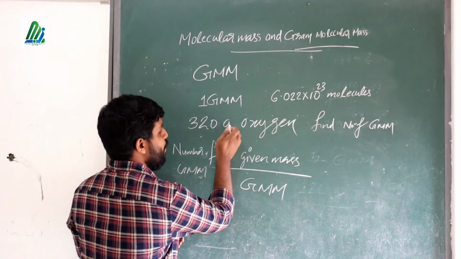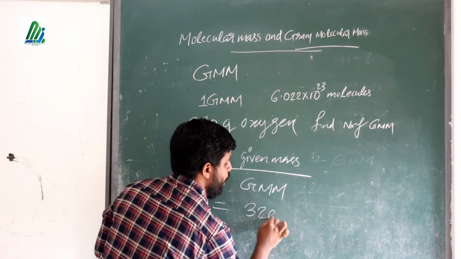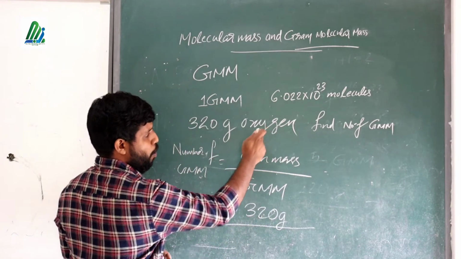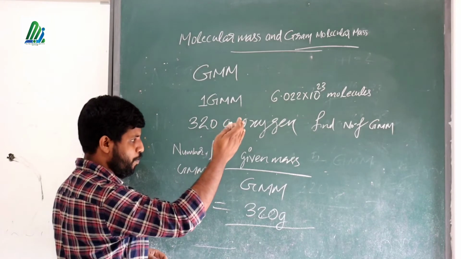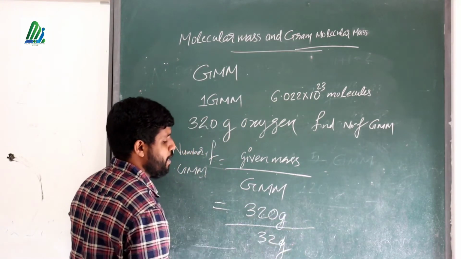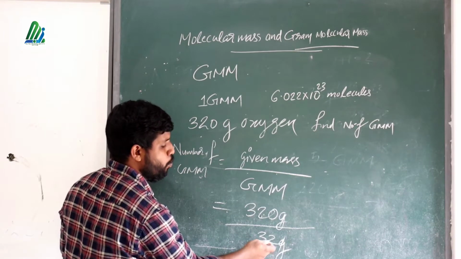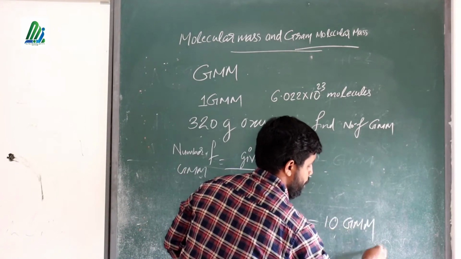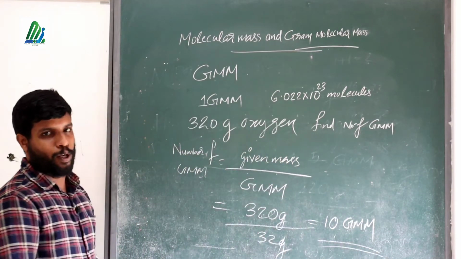So here given mass is equal to 320 gram divided by the gram molecular mass of oxygen. Gram molecular mass of oxygen is equal to 32 gram. So gram and gram cancel. 320 divided by 32, you get the answer 10 GMM, 10 gram molecular mass.